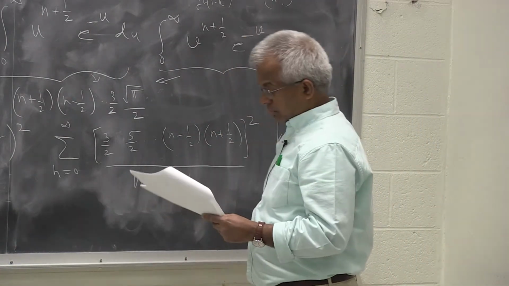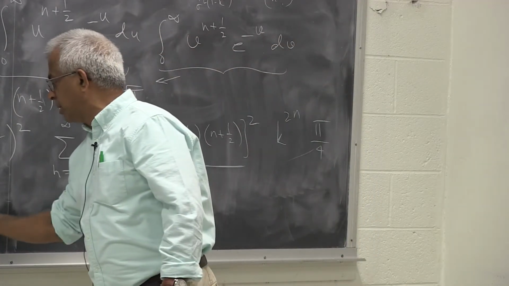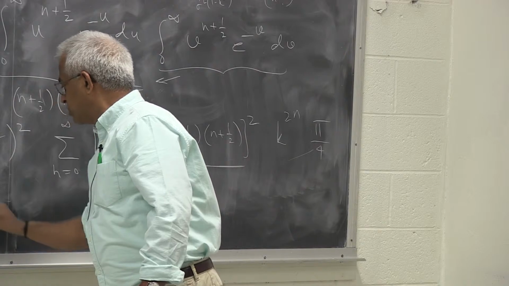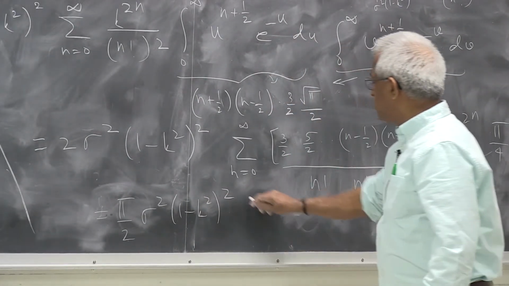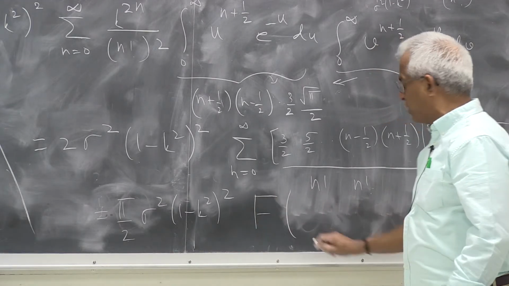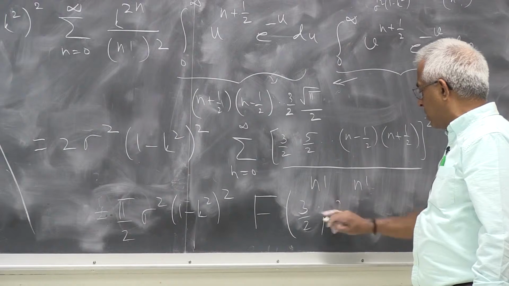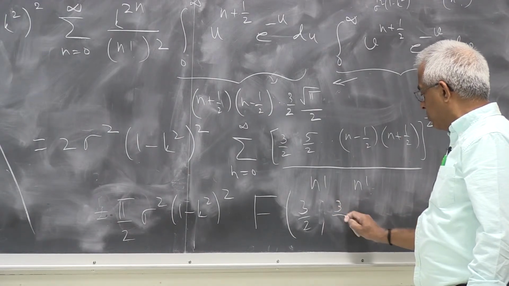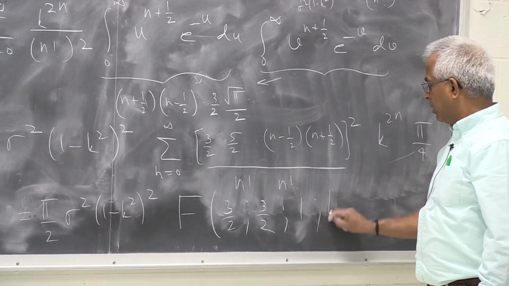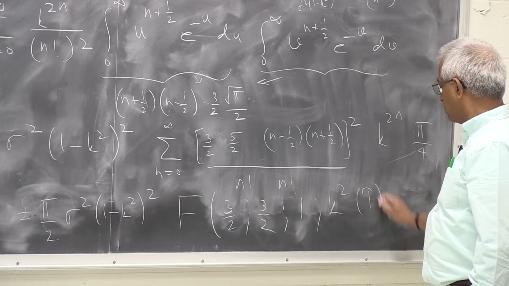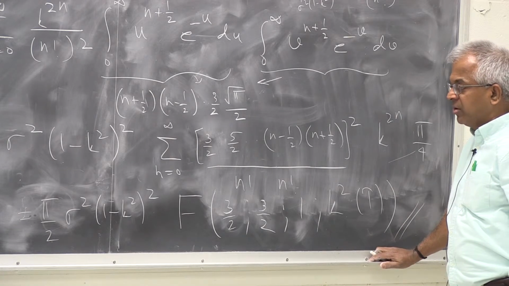But this whole thing, so pi by 4 multiplies as pi by 2 sigma squared 1 minus k squared the whole squared. And this is the definition of the hypergeometric function evaluated at 3 by 2 comma 3 by 2 then 1 comma k squared tau. So that's one expression, but we can further simplify this.